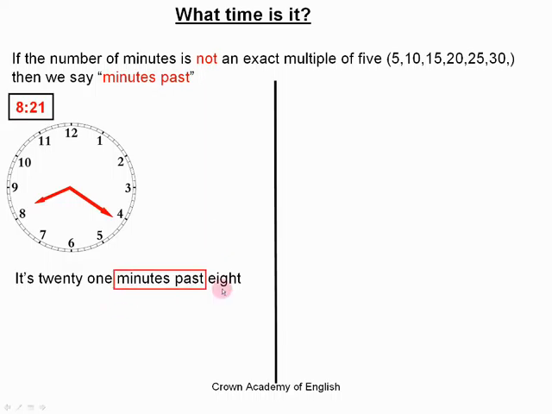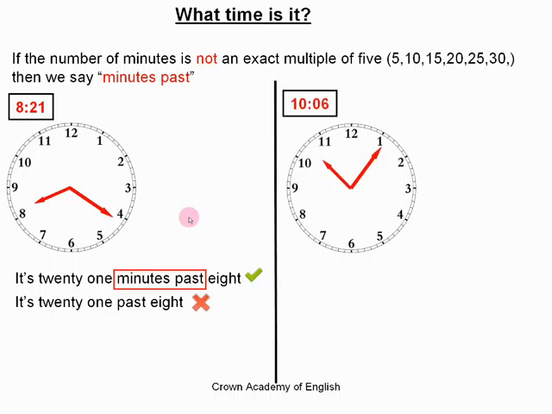Minutes past. And we do not say it's 21 past 8. Okay? Like we saw before. If it was 8:20, then yes, we can say it is 20 past 8. But since it is 21, we have to say minutes past.